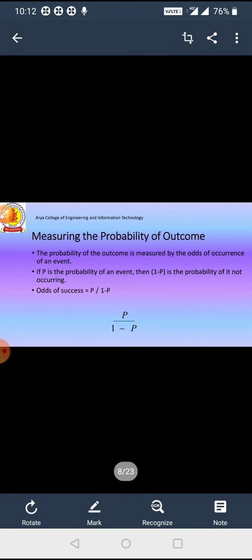Measuring the probability of outcome. The probability of the outcome is measured by the odds of occurrence of an event. If p is the probability of the event occurring, then 1 minus p is the probability of it not occurring, and the odds of success are given by p / (1 - p).